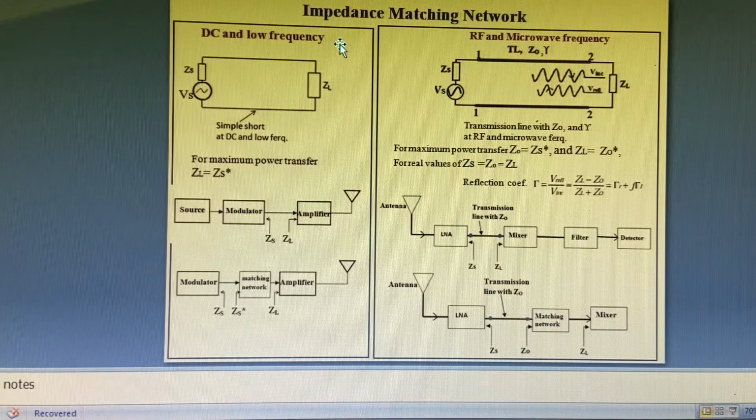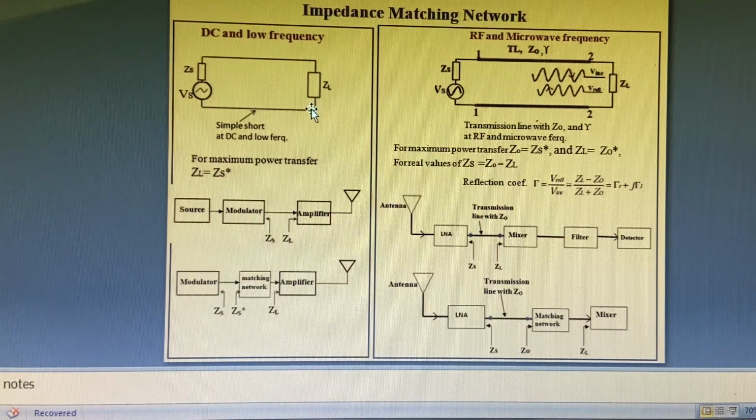So, for example, in this circuit diagram, source Vs with internal impedance Zs is connected to the load ZL using a wire as an interconnect between the source and the load ZL. For maximum power transfer from source to the load impedance ZL, ZL must be the complex conjugate of Zs. Then maximum power will be delivered to the load ZL.